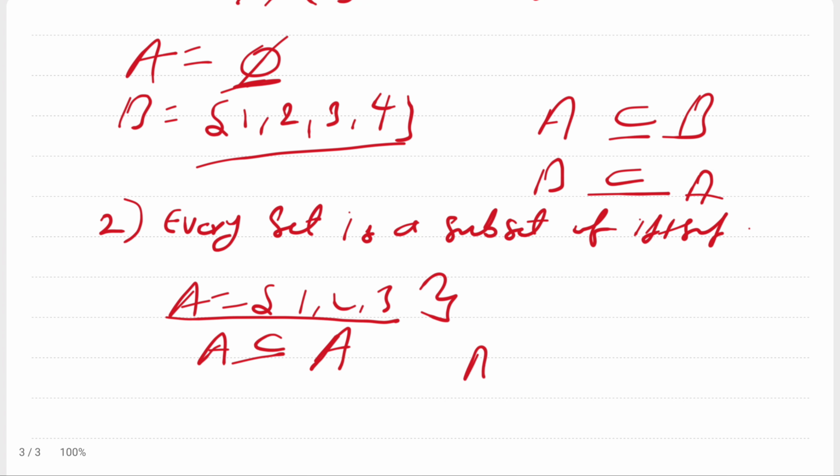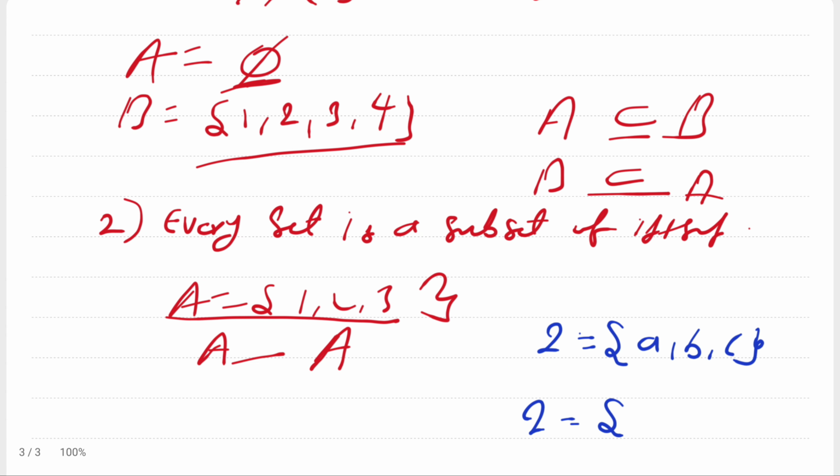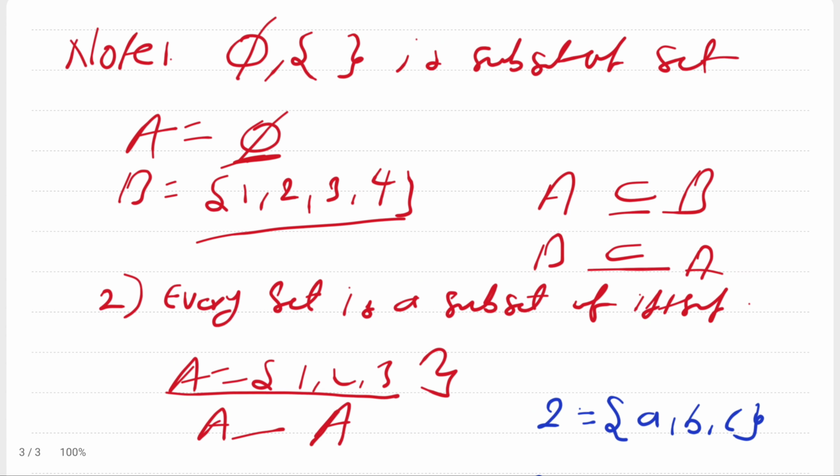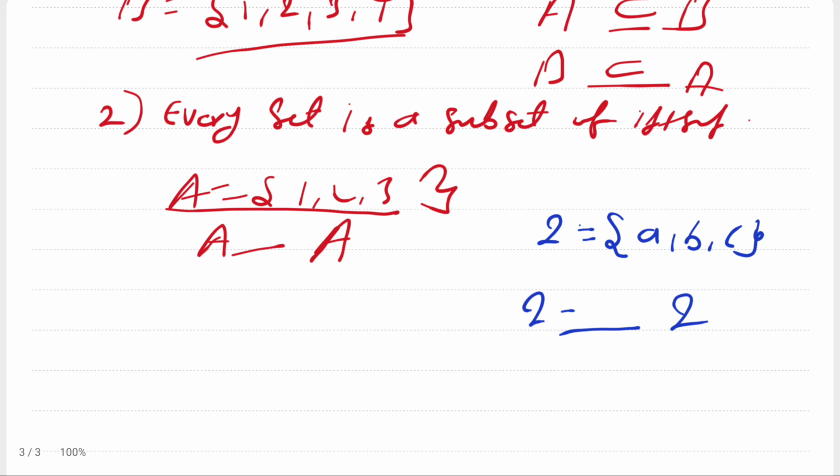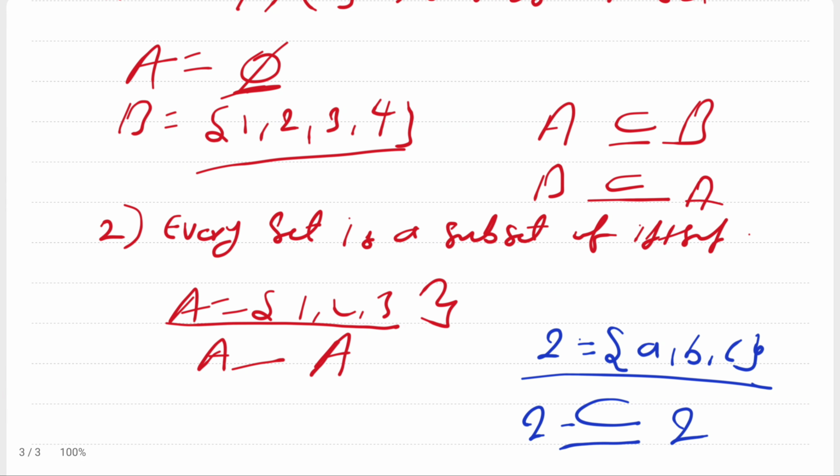Suppose set 2 is given as A, B, and C. I'm asking you, is set 2 a subset of set 2? Yes, because whatever the element in 2, it is also present in 2. So remember these two things: the null set is a subset of every set, and every set is a subset of itself.